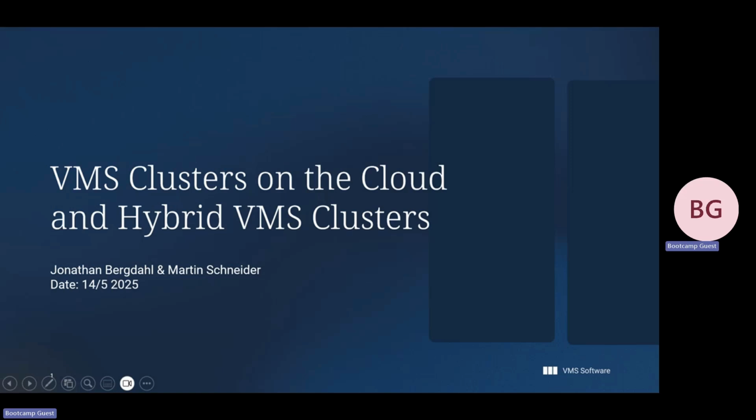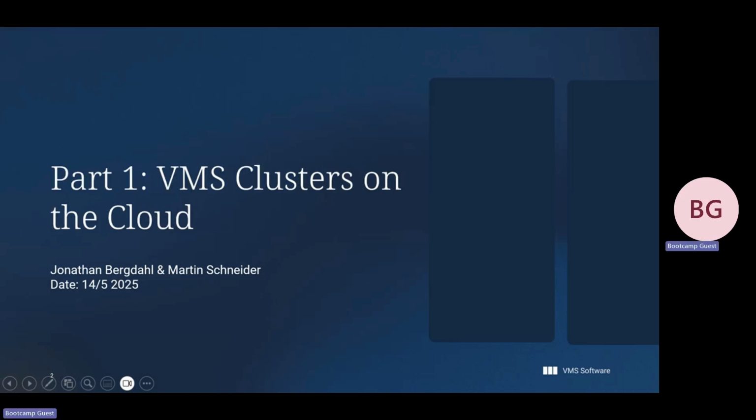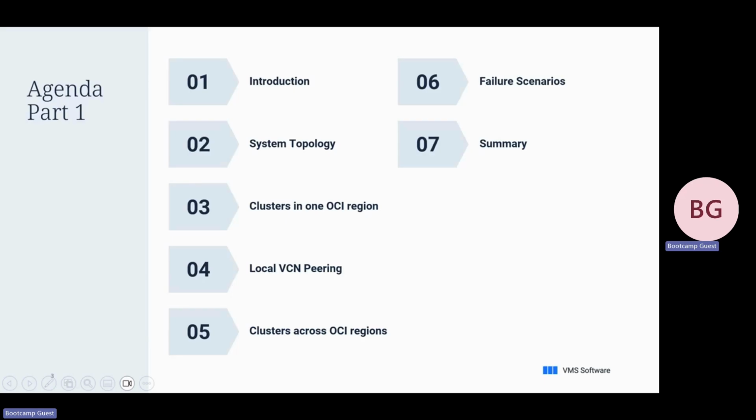Starting with the first one, which is VMS clusters residing only on cloud in OCI. The agenda for this presentation is that first we'll introduce a little bit about what it is we intend to do. We will go over the system topology of how the instances are set up and how the networking is and stuff like that. And then we will showcase how to set up VMS clusters residing in a single OCI region, which is done by something called local VCN peering. Moving on, we will cover some clusters that go across different OCI regions, followed by some failure scenarios, how the clusters behave on the cloud and stuff like that.